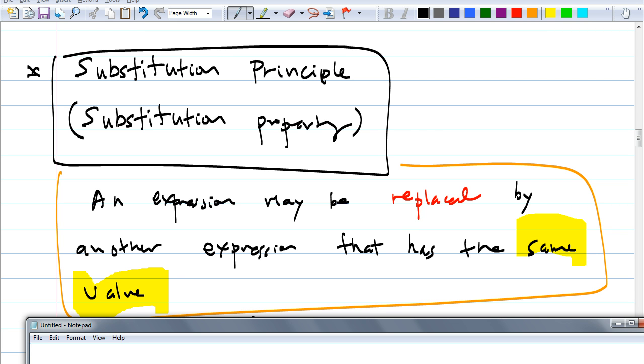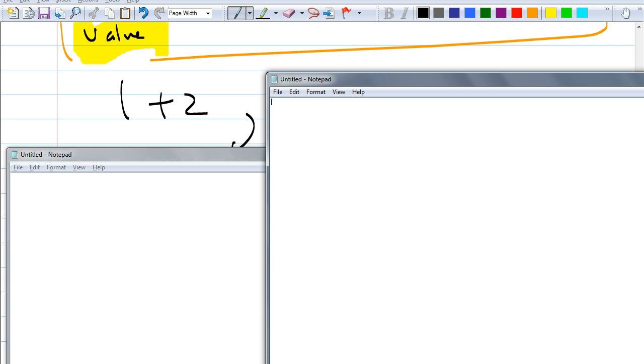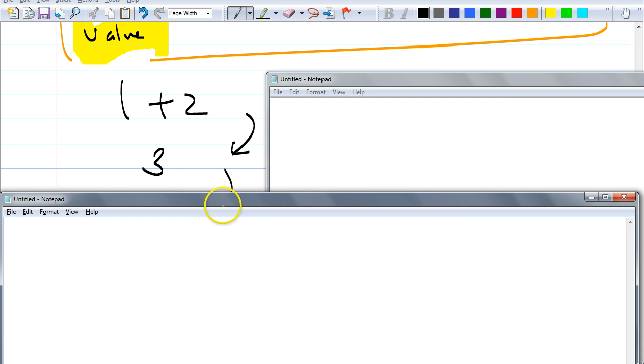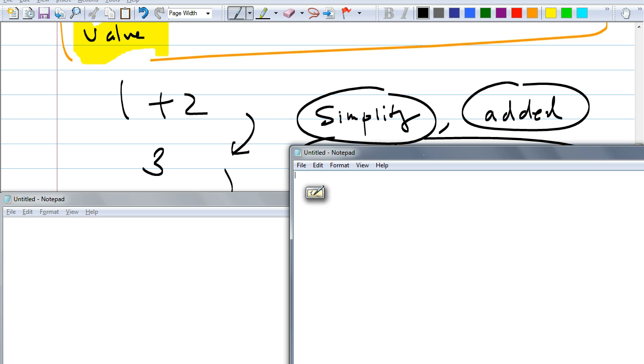Okay, this is important to understand. So I could show you some examples. As you write this down, I'll wait. Somebody tell me, using substitution property, how can I rewrite 1 plus 2? First of all, is that an expression? Yes. Let's use substitution property. Does anybody know another expression that has the same value as 1 plus 2? Yeah, 3. So if I replace 1 plus 2 with 3, what property have I just used? Substitution property. Does that make sense? You get that? All right.